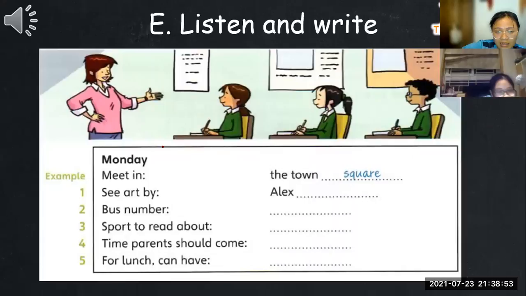Okay, maybe that's a lesson on Monday. Let's meet in the town square. You have to answer 5 questions here. 1, see, at, by, maybe with the name here, Alex, meaning. The second one is about the bus number. 3 is the sport to read about. 4, the time parents should come. And the last one, for lunch they can have. You understand the 5 pieces of information here?